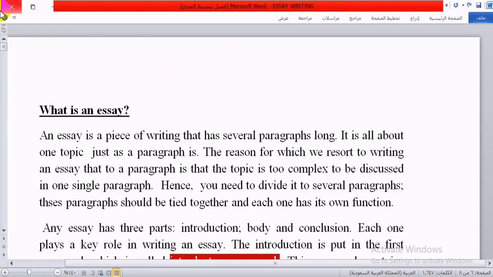I hope this helps you in understanding the essay, its definition, organization, parts, and how to expand a paragraph into an essay. Good luck.